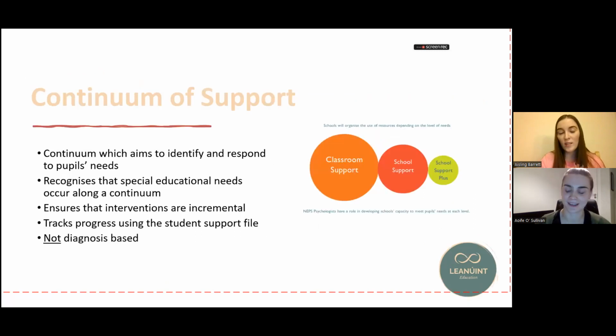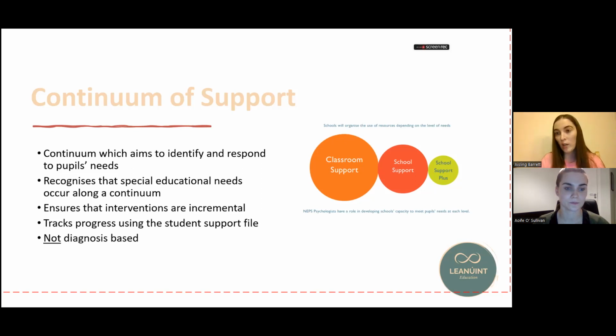I suppose it's important to start with the continuum of support when we're considering assessment, because depending on what stage of the continuum of support the child is at, it will influence the assessments that you choose. So we're going to give a brief overview of the continuum of support before we delve into the assessments in particular. I suppose the continuum is there to identify and respond to pupils' needs. And it recognises that these needs occur along a continuum and that interventions and assessments should be incremental.